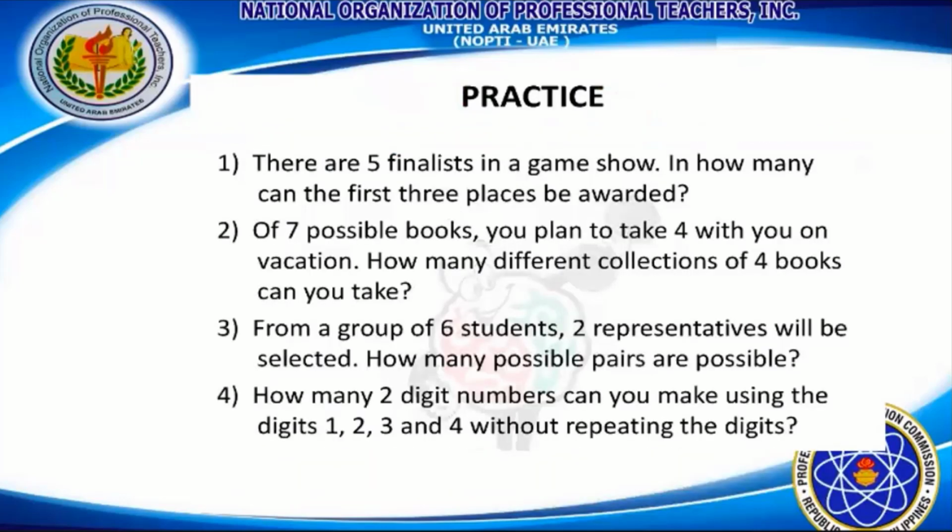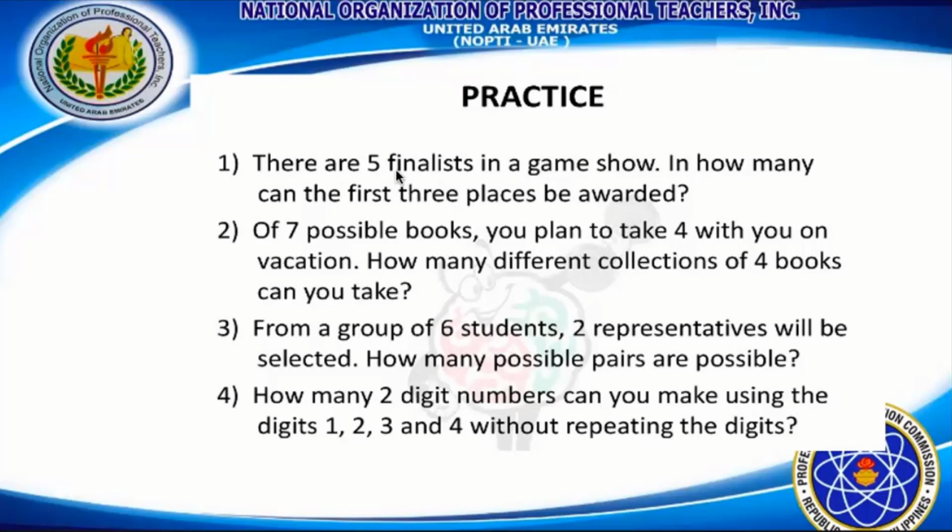Number 1. There are 5 finalists in a game show. In how many ways can the first 3 places be awarded? First 3 places means first, second, and third place. So, ibig sabihin, may order. So, ang gagamitin mo dito is permutation. Pero usually kasi, pag permutation and combination, gagamit ng calculator, pero pwede din namang isolve using manual.